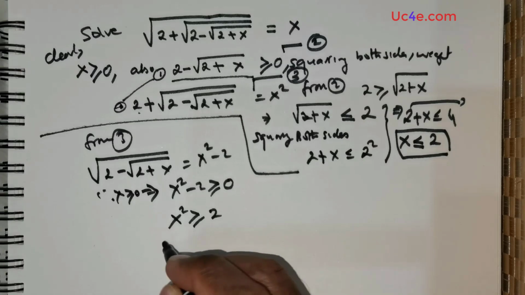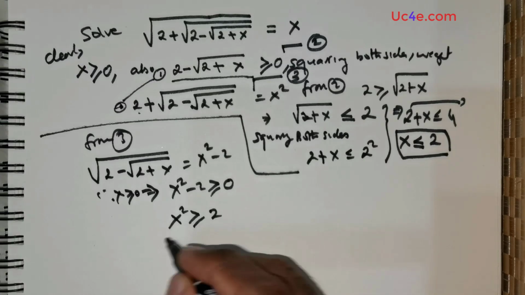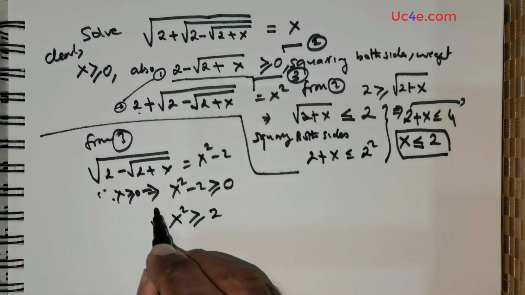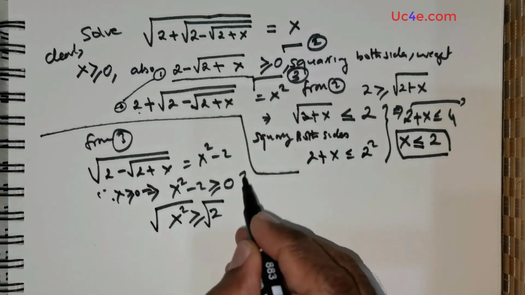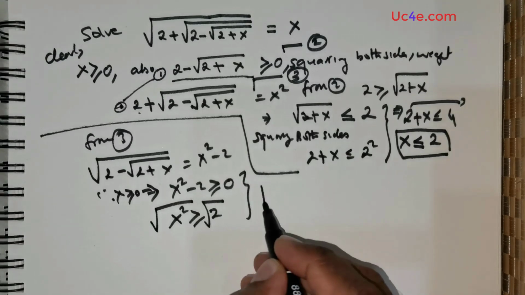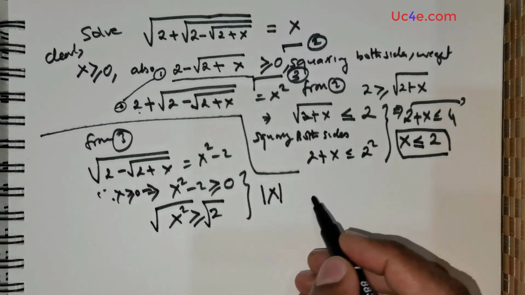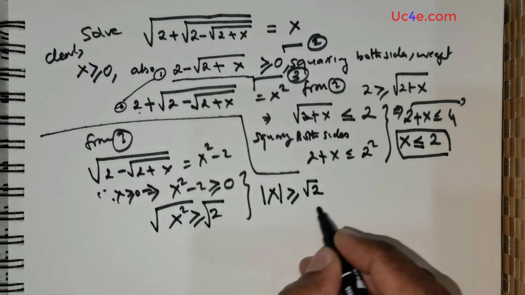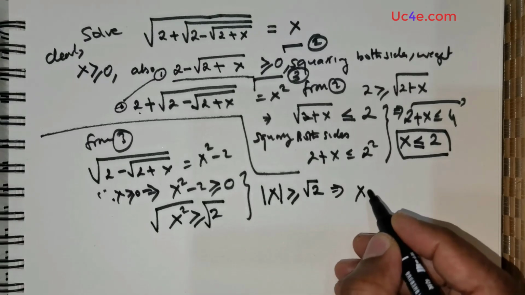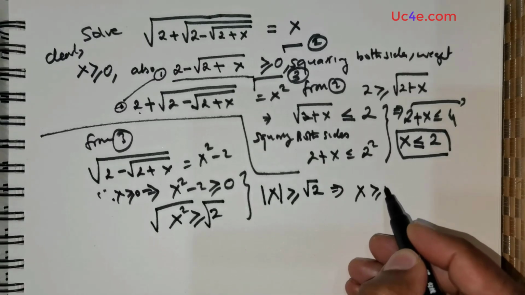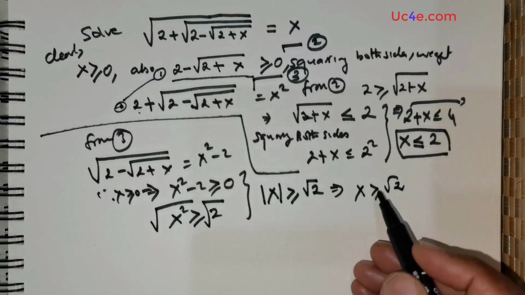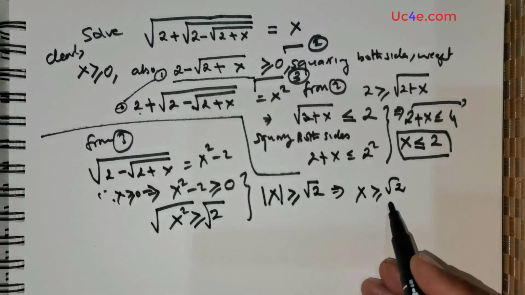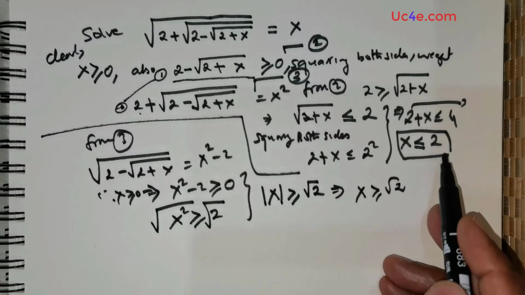Now if I were to take the square root on both sides, applying square root here, apply square root here, I would get modulus of x. So have that in mind. So this would mean modulus of x is greater than equal to root 2, and this in turn can be rewritten as x greater than equal to root 2, right? So in this case, x is greater than equal to root 2 and x is less than equal to 2.